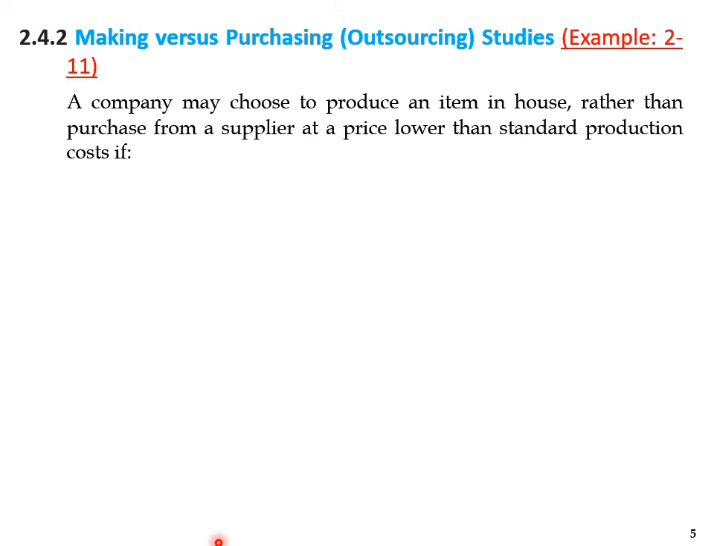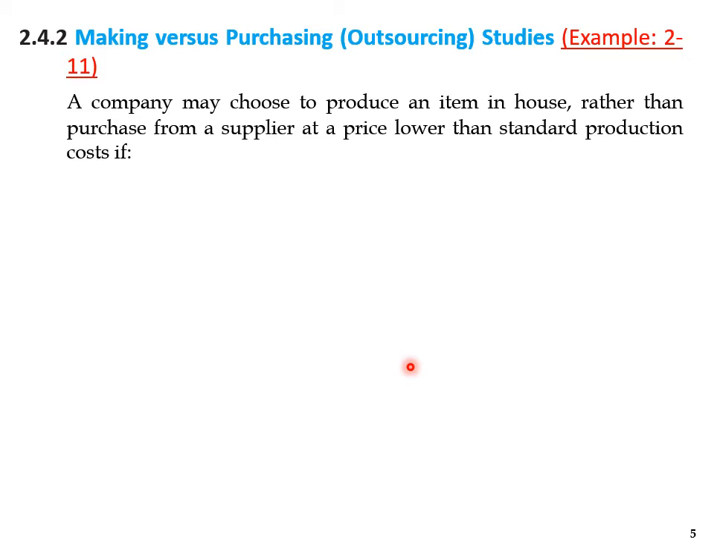So in make versus purchase studies, what we do? As a manufacturing company, let's assume that you have a manufacturing facility and you can produce an item by yourself. But also there are some other producers of the same item. We call them suppliers. These suppliers also produce the same item. So you may decide, instead of producing this item by yourself, you can go and buy this item from the suppliers, maybe at a lower price. Okay, so maybe instead of producing this item by yourself, you buy it from someone else, and you concentrate on producing something else, something more valuable for you.